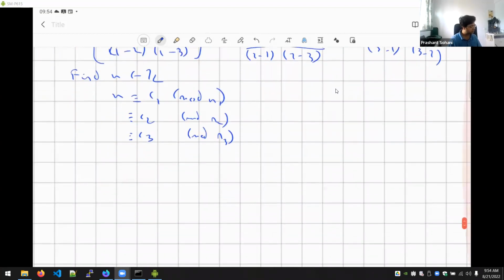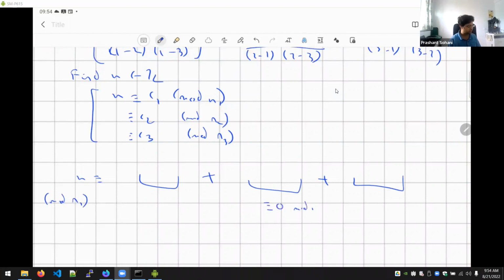Suppose x could be composed of three terms similarly: term 1 plus term 2 plus term 3, such that I want this to satisfy all three simultaneously. When we take the whole thing modulo n1, I just take the remainders modulo n1. This term turns out to be 0 modulo n1, which means it is divisible by n1, this also turns out to be 0 modulo n1, and this turns out to be c1 modulo n1. So this will ensure that x satisfies the first equation.